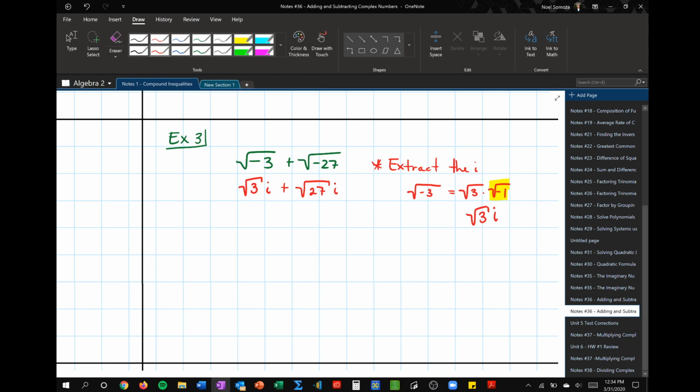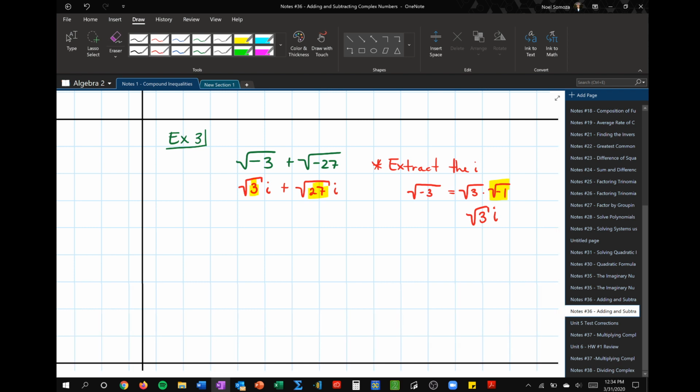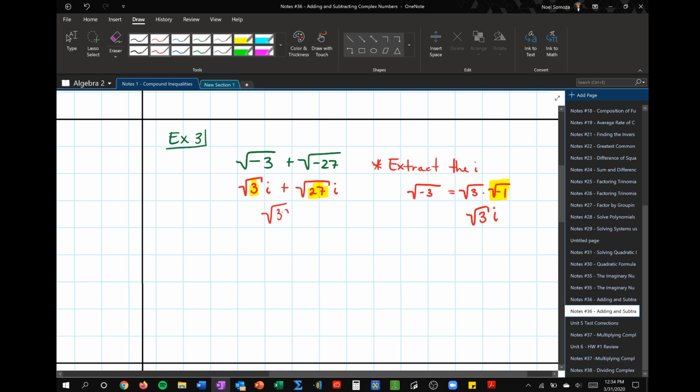You cannot add square root of 3 plus square root of 27 to get square root of 30. That is a big no. Okay, do not do that. Okay, here's what you need to do instead. You take the square root of 27. You have to simplify that because 27 is not in the most reduced form.